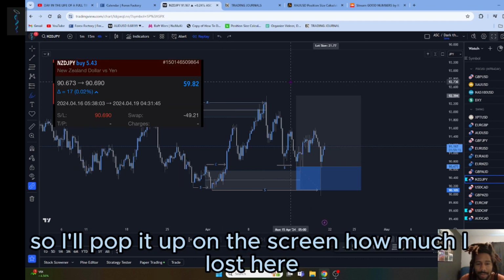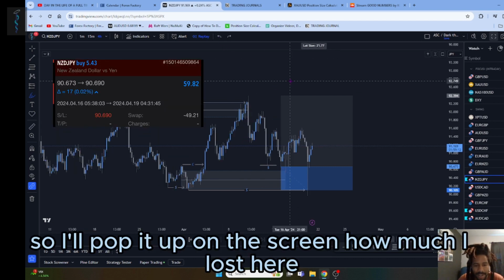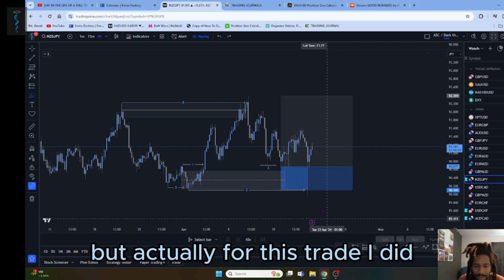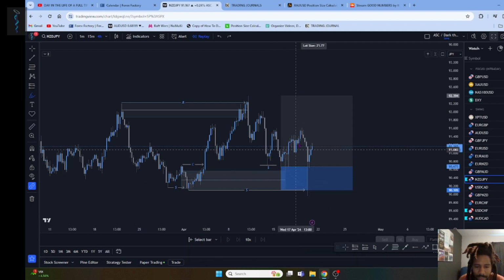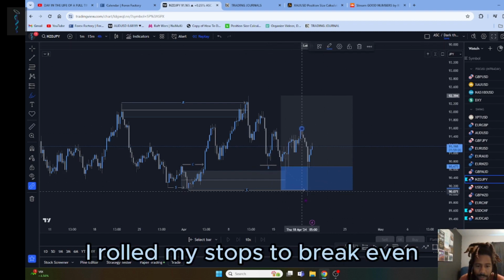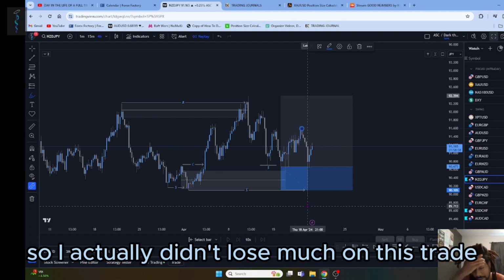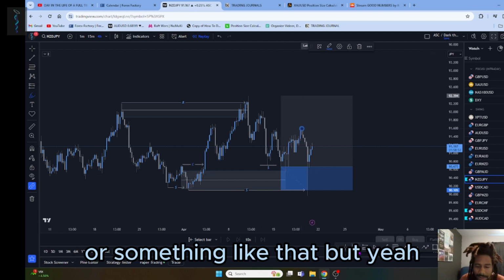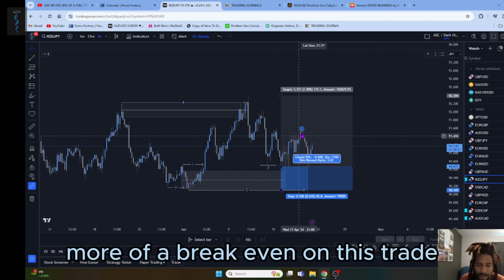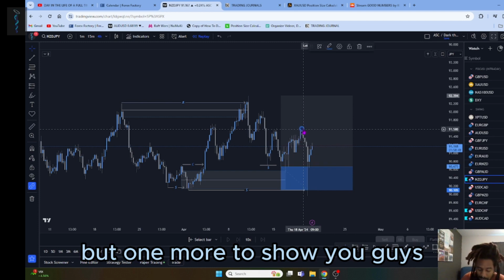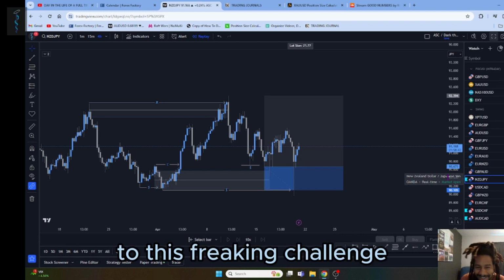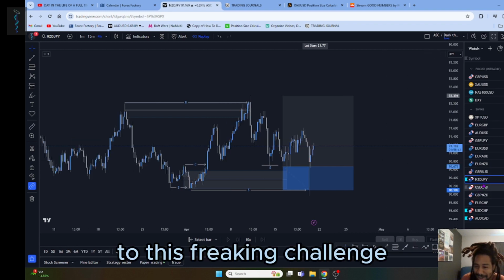Yep, so I'll pop it up on the screen how much I lost here. And yeah, man, constantly getting hit back to back. But actually for this trade, once we got to this high here, I rolled my stops to break even, so I actually didn't lose much on this trade, maybe a small gain of like $50 or something like that. More of a break even on this trade.